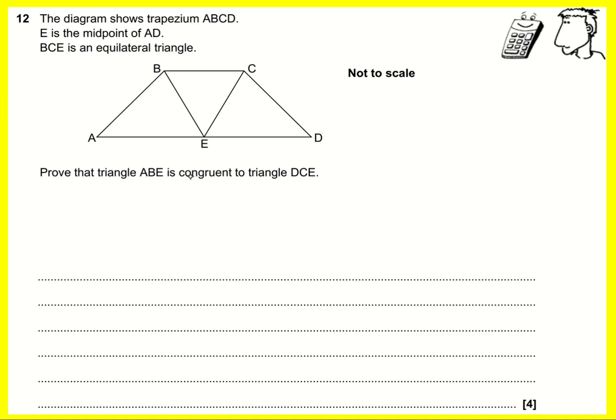Let's just remember congruent means exactly the same dimensions, essentially. It might be rotated or flipped, but it's essentially the same. And to prove congruent, there are 5 ways of doing it.